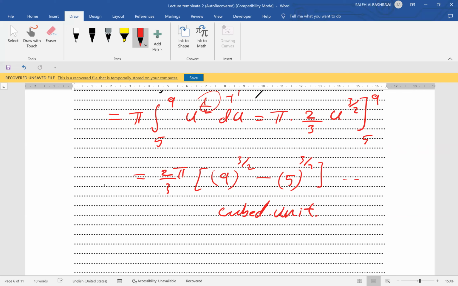So this is how to find the volume of a solid by the cylindrical shell method. In these two examples, we use cylindrical shell and rotate the given region about the y-axis. In the coming part or lecture, I'm going to find the volume by rotating about the x-axis.